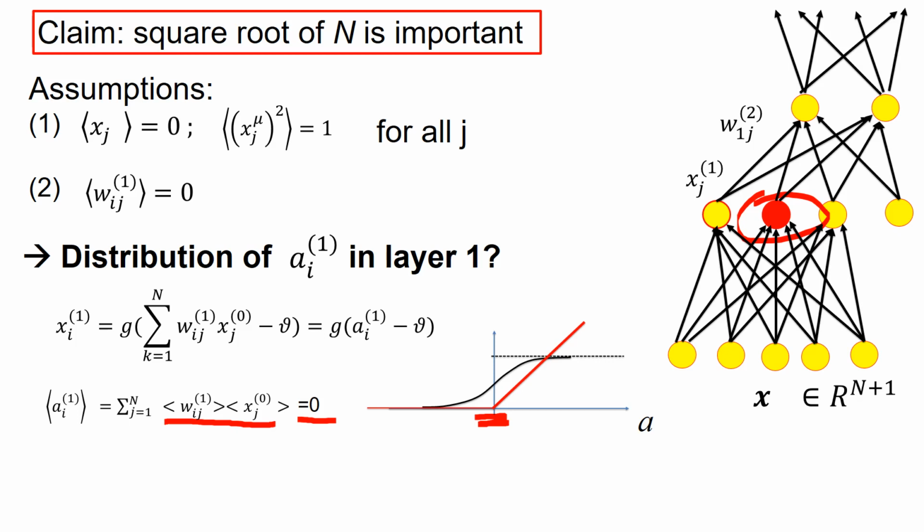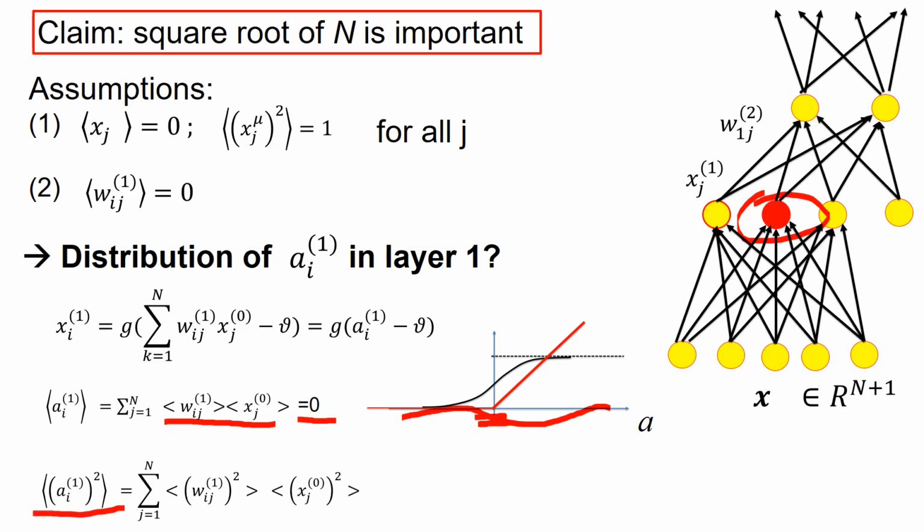Does it just stay in this small regime, or does the variance extend over a much larger regime? So we need to calculate this variance. This is the variance of this input. We know that the mean is 0. And now it's the same argument as before.